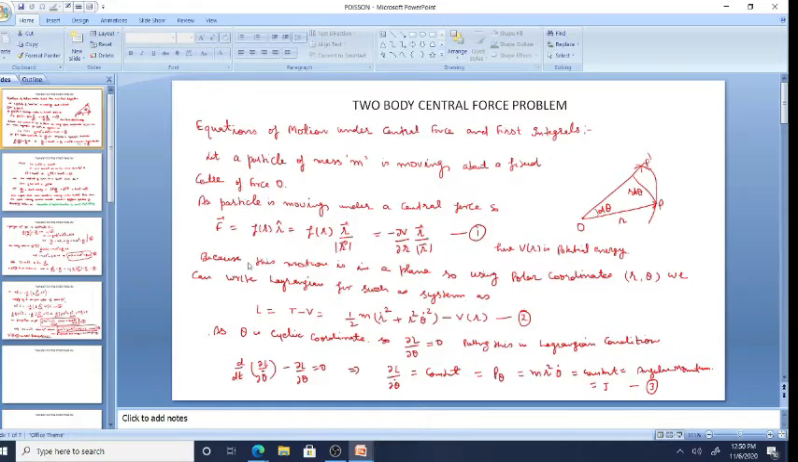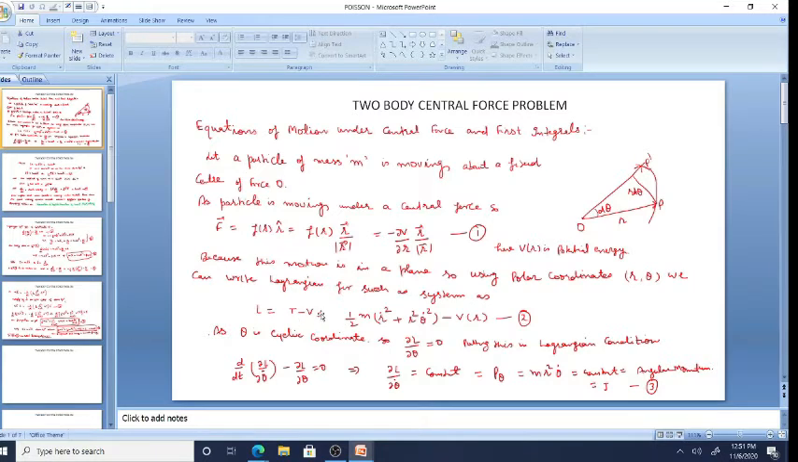You know that here the motion is taking place in a plane, so we can write here plane polar coordinates, and Lagrangian for such a system will be equal to kinetic energy minus potential energy. Kinetic energy in plane polar coordinates we can write as 1 by 2 m (r dot square plus r square theta dot square) minus V(r), it is potential energy. Let us say equation number 2.